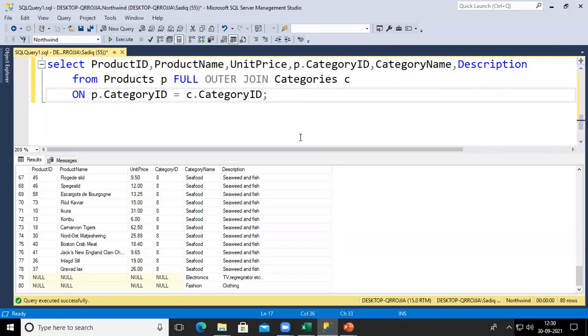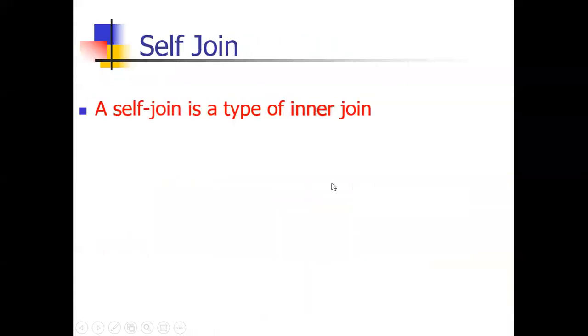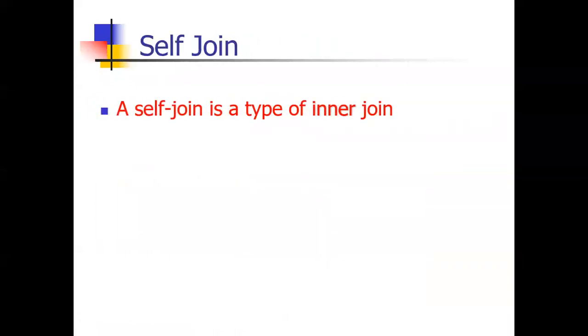Next, we'll see the self join. The next type of join we'll see, after the left, right, and full outer join, is the self join. As the name says, self is nothing but a join within the same table itself.